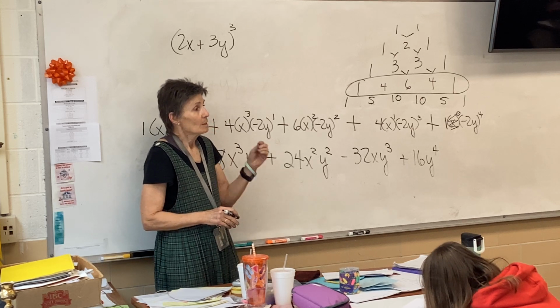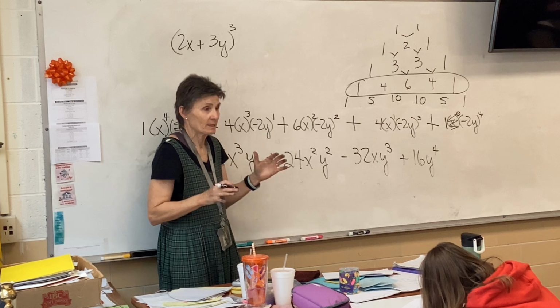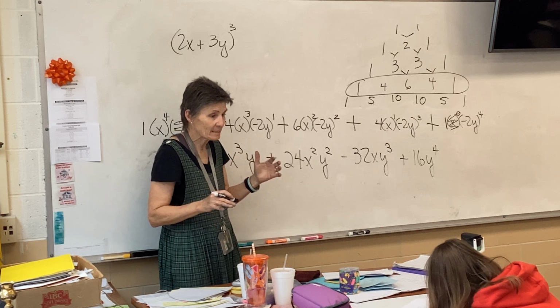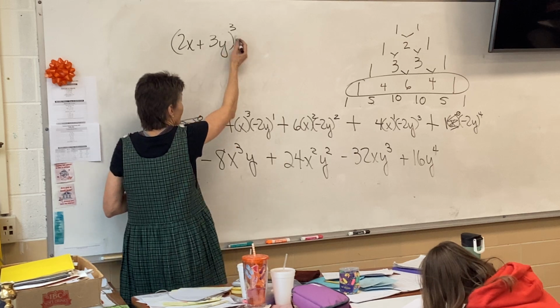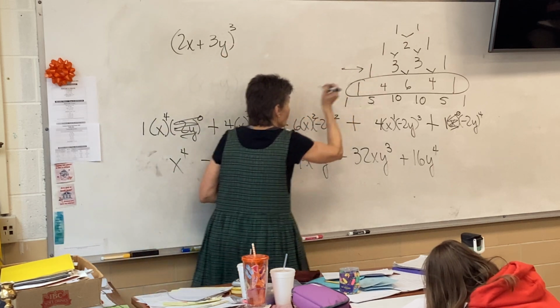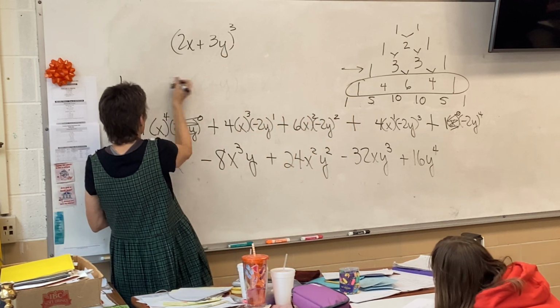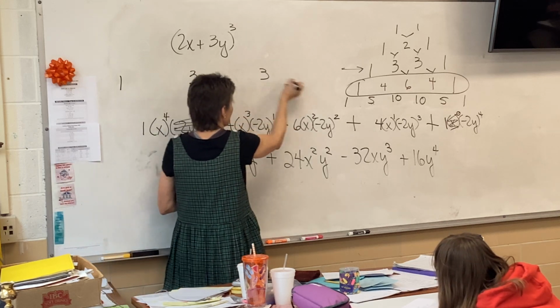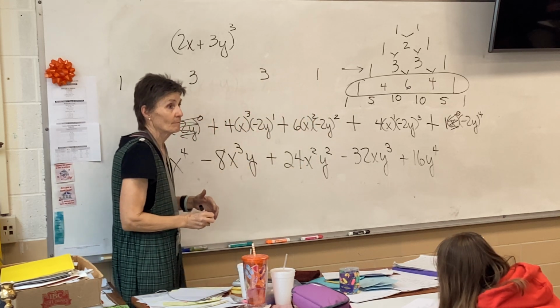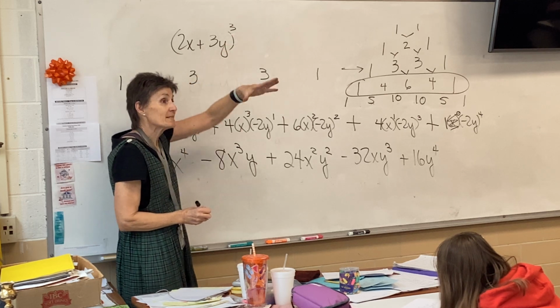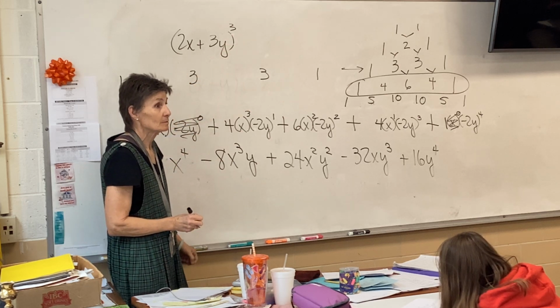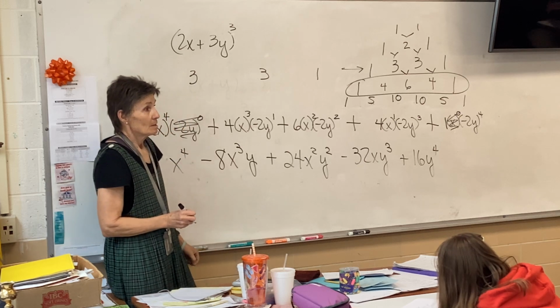Now, you and your partner should be started. What is the first thing you're writing down? The numbers from the pyramid. 1, 3, 3, 1. The numbers are going to come from the third row. So you're writing down 1, 3, 3, 1. Is that from the power? Yeah, the 3 power.